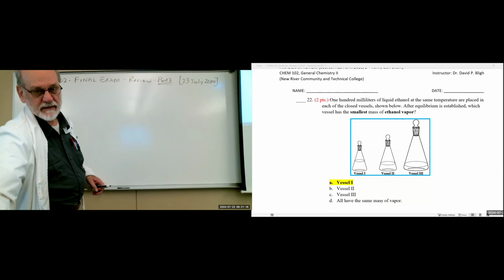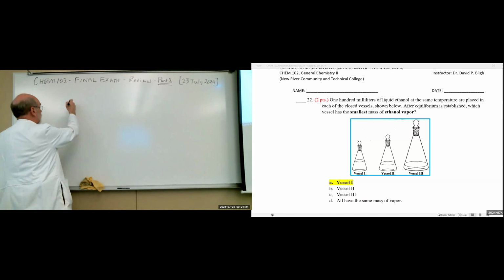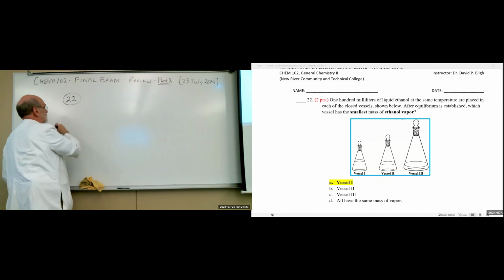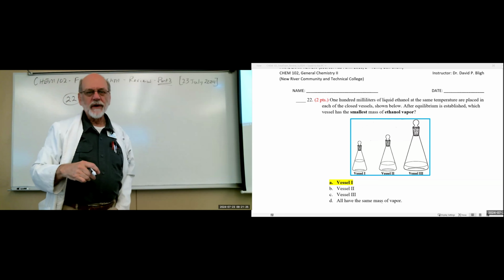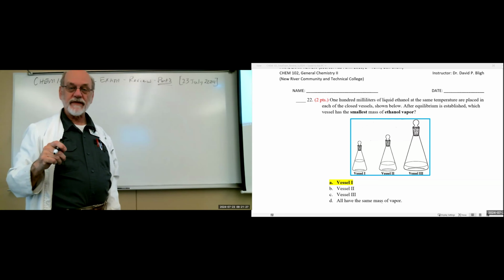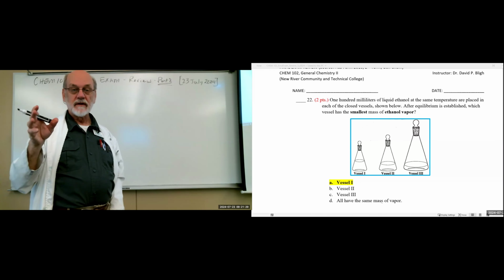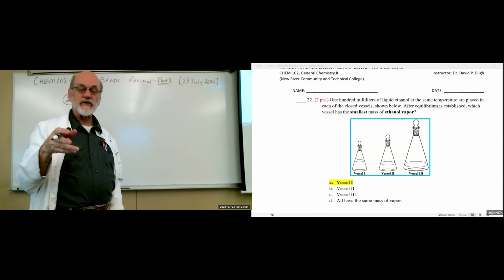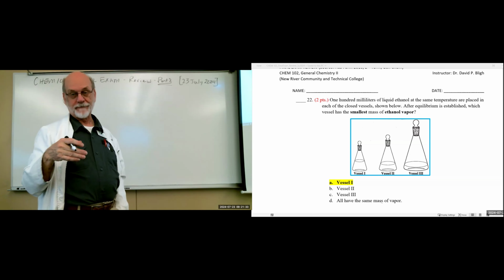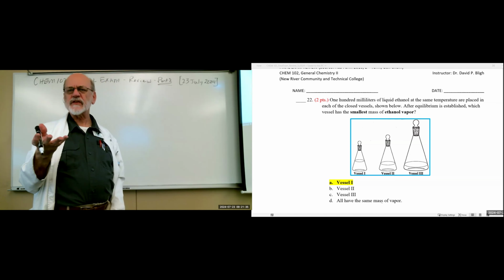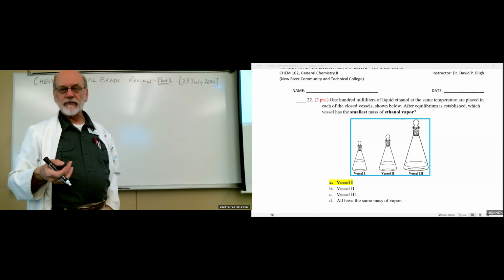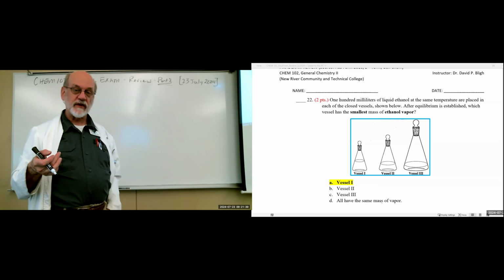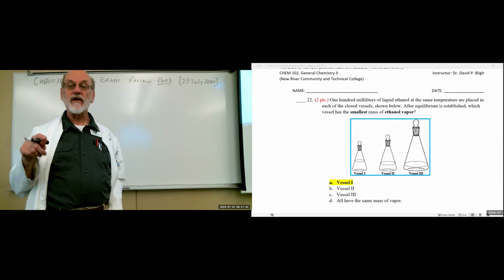And let's see, we can get all of 22 on there. 100 milliliters of liquid ethanol at the same temperature are placed in each of the closed vessels shown below. Right? So we have a difference in size. After equilibrium is established, which vessel has the smallest mass of ethanol vapor?